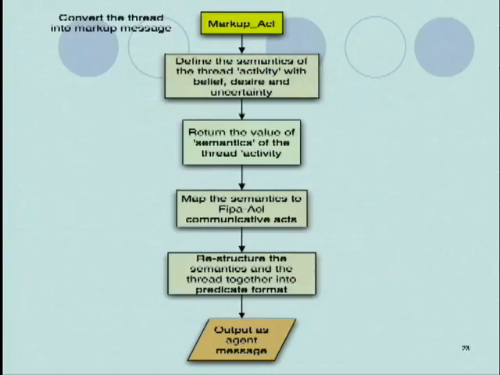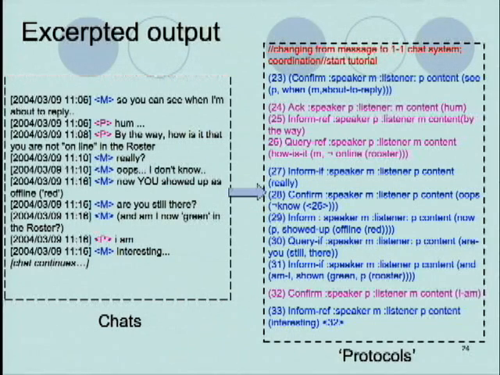Finally, with that value, you go to the markup ACL function, and then you define the belief, the desire, and the uncertainty. When you return that, you map the semantics to the FIPA ACL communicative act, and then you restructure them together into formalized messages. So this is the output, in a set of protocols. And if you notice, for example, I show M here corresponding to this message. P 1106, 1108 corresponds to this set of messages.